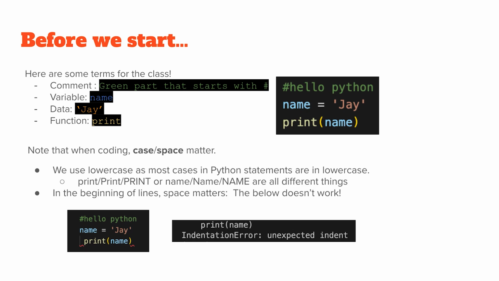Functions. In Python, print is a function. It tells the computer to do something. You will often see them highlighted in yellow. It's a built-in function, meaning Python already knows what it does.